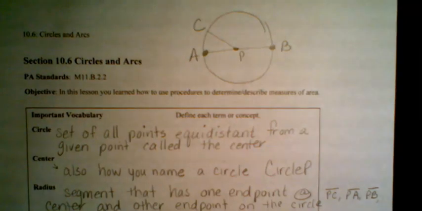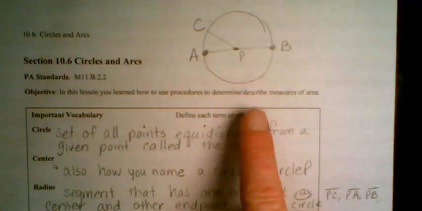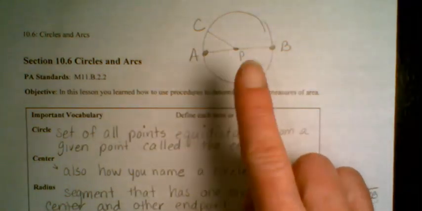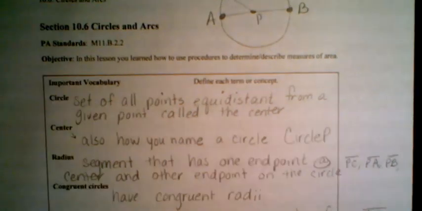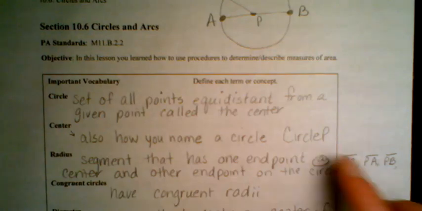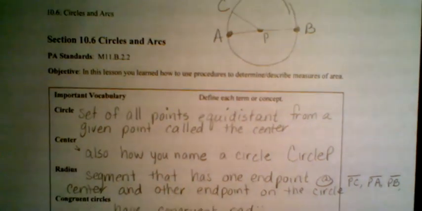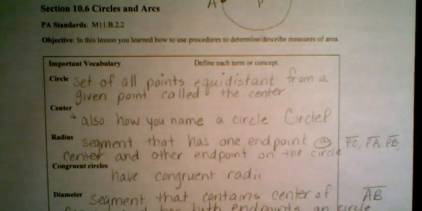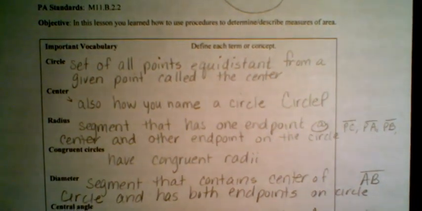Okay, so real quick, a circle is a set of points that are all the same distance from a given point called the center. The center is also how you name a circle, so this is considered circle P. A radius is a segment that has one endpoint at the center, so from P, and the other endpoint on the circle. So for example, PC, PA, and PB, those are all radii. Congruent circles are circles that have congruent radii, so they have the same distance for a radius.